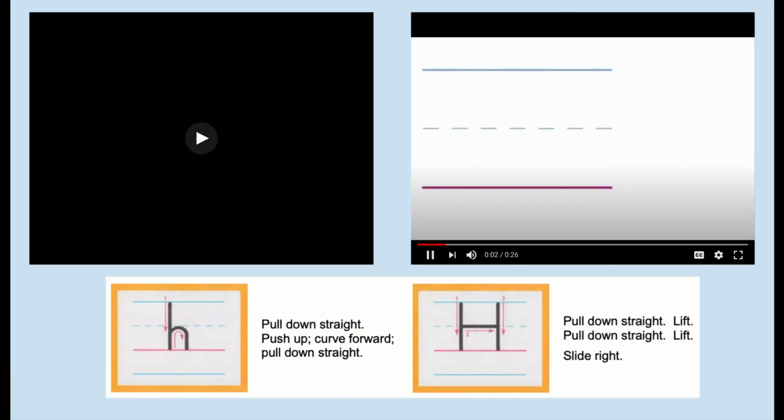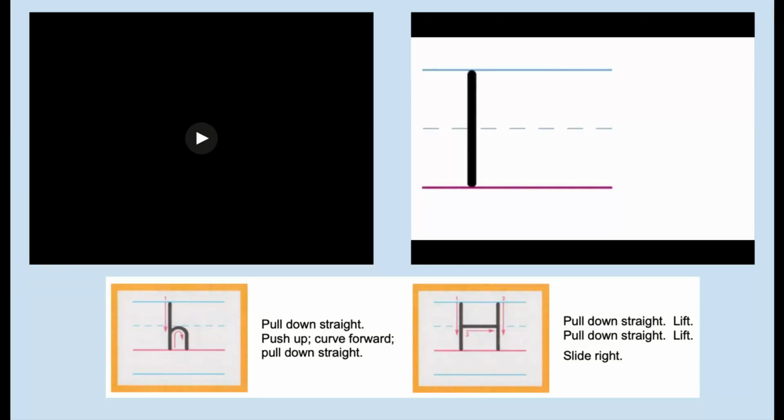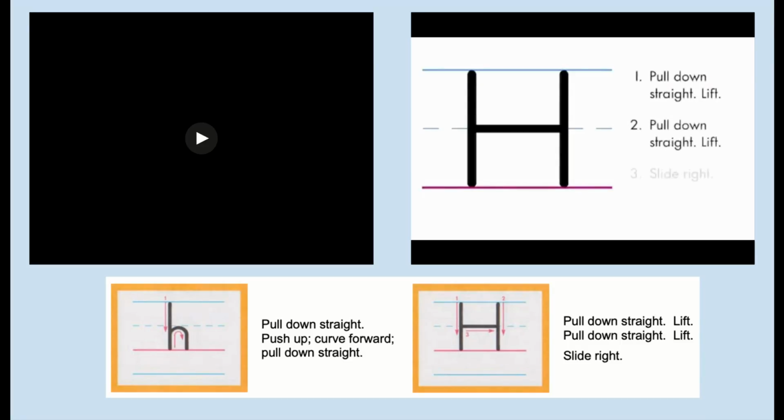Uppercase h. 1. Pull down straight. Lift. 2. Pull down straight. Lift. 3. Slide right. Uppercase h. Now pick up your pencil and we'll watch the video again and you practice forming an uppercase H.